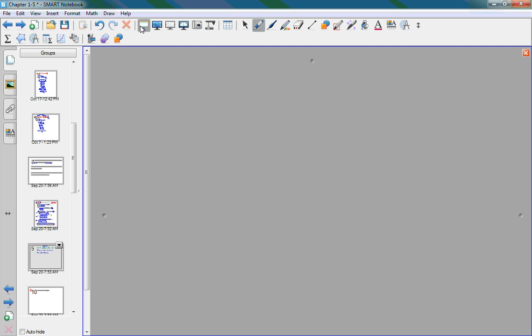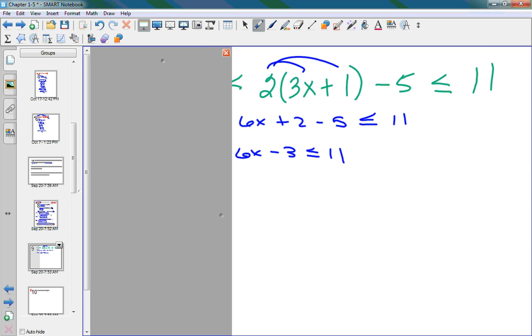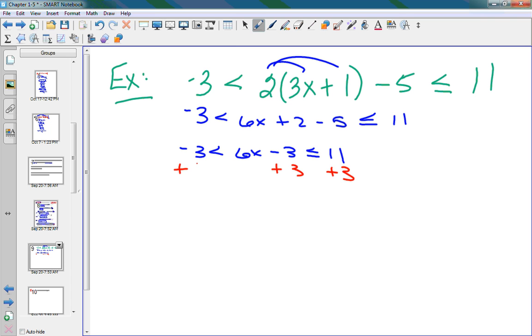Now if you had this problem, what would you do? You would add 3 units to both sides. Well, now we're going to add 3 units to the left, to the middle, and to the right. So this gives me 0 is less than 6x, which is less than or equal to 14.